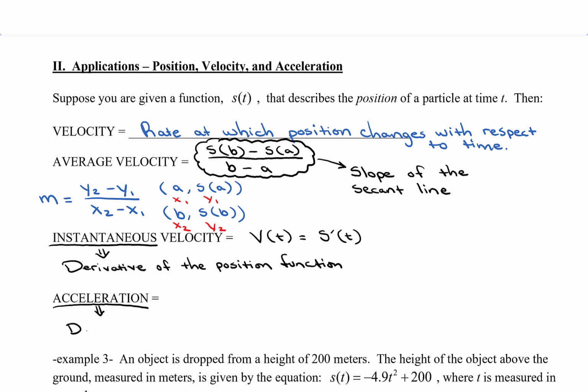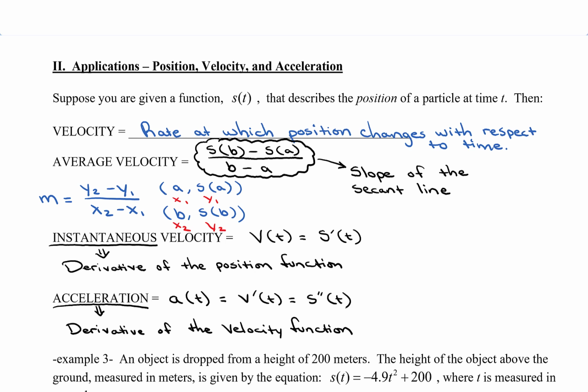Acceleration. I'm going to underline the word acceleration, and draw an arrow pointing downwards below it. And below it, I'm going to write down that acceleration is the derivative of the velocity function. So acceleration is going to be equal to a of t, which equals v prime of t, or the first derivative of v of t, which is equal to s double prime of t, or the second derivative of s of t.